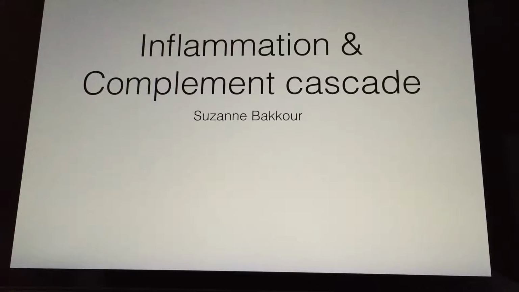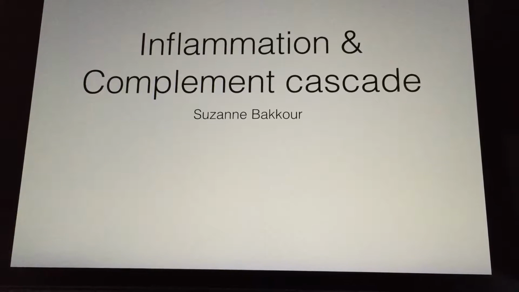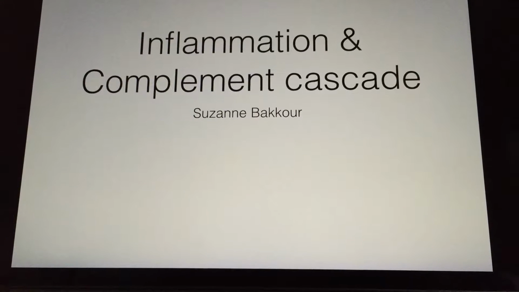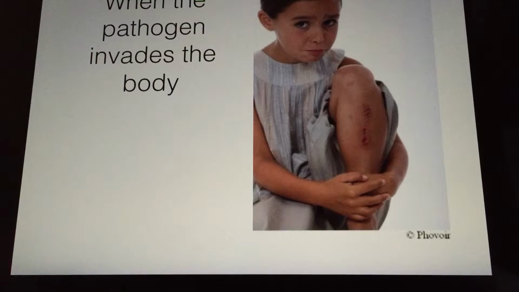Inflammation, and complement cascade. The innate immune system is the first line of defense, which includes physical barriers such as skin, chemicals in the blood, and immune system cells that attack foreign cells in the body. Bacteria enter through skin only when skin is damaged.